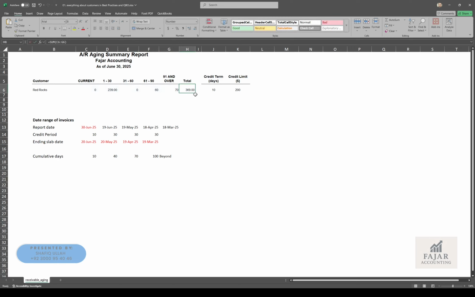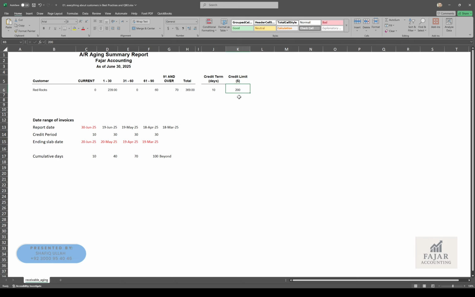Now here is the important part. This customer has a credit period of 10 days. This means this customer must pay each invoice within 10 days from the invoice date, and he has a credit limit of $200. This means his total balance should never go above $200, whether they are within the credit period or not. But here is the problem.